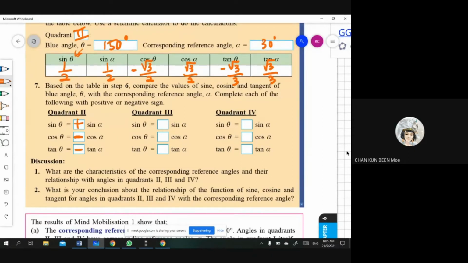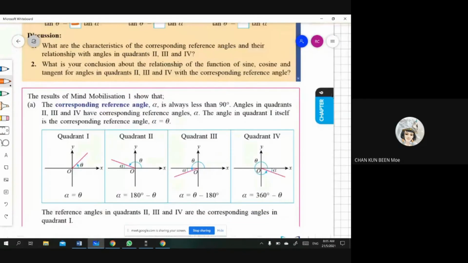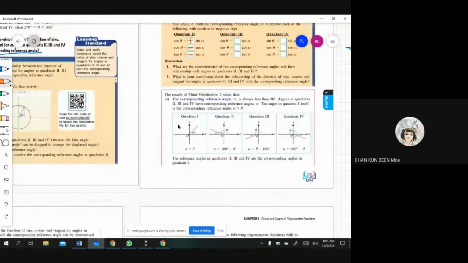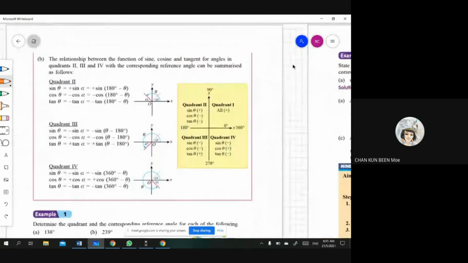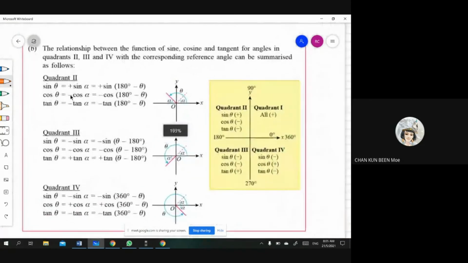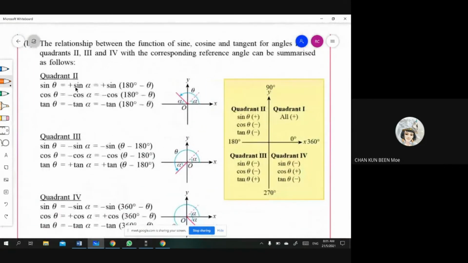Okay, so let us look at the relationship on, I think it's on the next page. Okay, give me some time. Here, you remember just now, for the result that we have in quadrant 2, can you see this? Just now we got sine theta is positive sine alpha, cos theta negative cos alpha, tan theta negative tan alpha. So if you work out everything, you will get the result for quadrant 3 like this, and the result for quadrant 4 like this. Okay, but you don't have to worry. It's very simple to memorize.